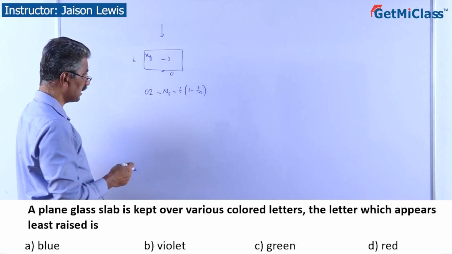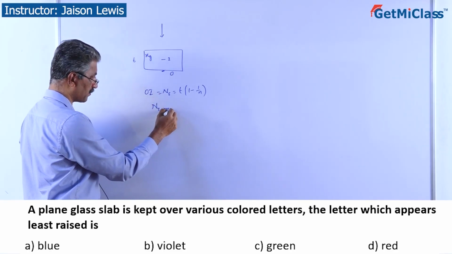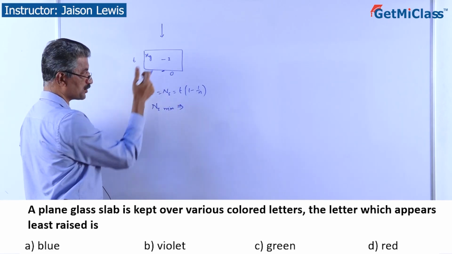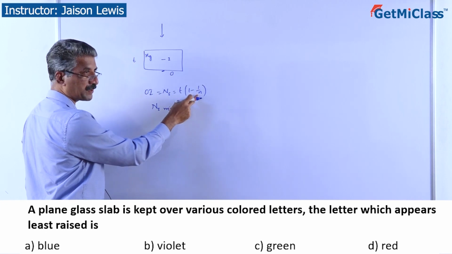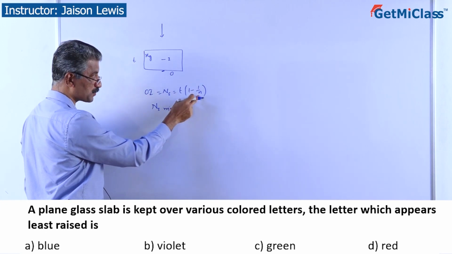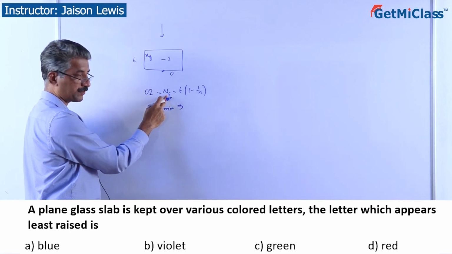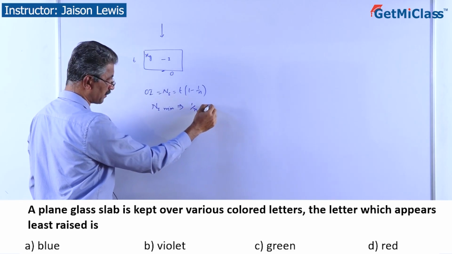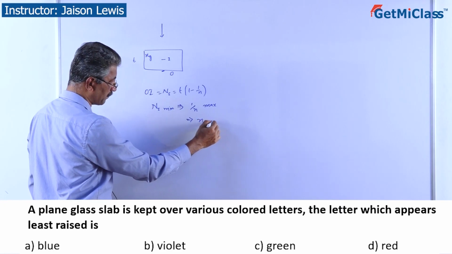The question is, the shift should be minimum. So, the normal shift is minimum. Minimum implies, we know T is a constant, we cannot change it, so 1 minus 1 by N. If 1 by N is maximum, then the normal shift is minimum. Because 1 minus 1 by N, 1 by N should be maximum, and this is maximum implies N should be minimum.